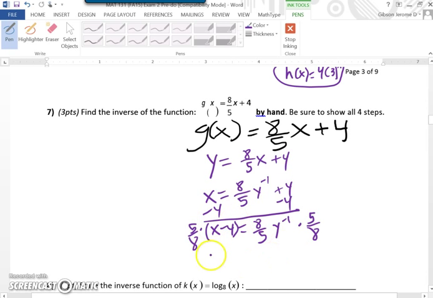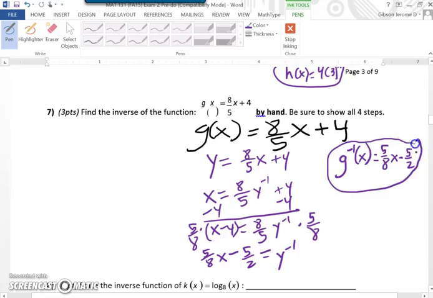So we will have 5/8 x minus 5/2, because 5/8 times a negative 4 gives us negative 5/2, and it equals the inverse of y. This is the process by which you solve this problem. Now we have to write this back in its formal manner. So it would be g inverse of x is equal to 5/8 x minus 5/2. And that would be the final answer that you would write. Any questions on the inverse?